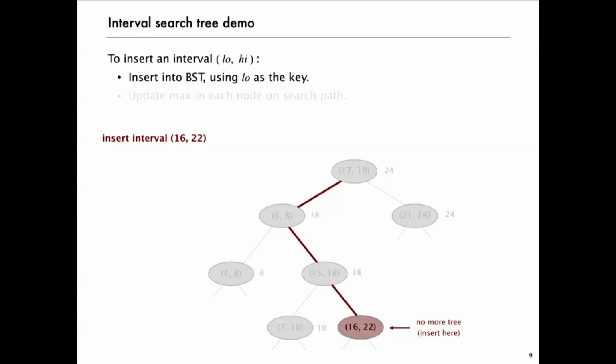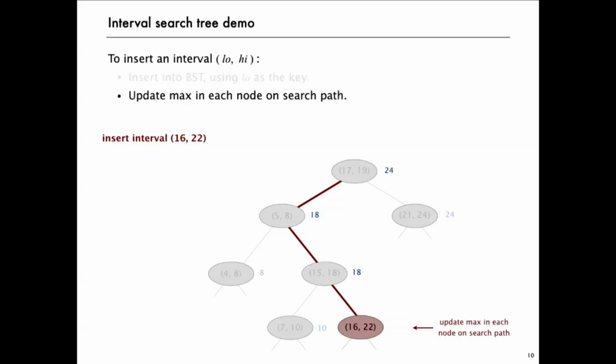So now we're going to go back up the tree, and for every node that we encounter, it could be that the right endpoint of our interval is bigger than what was there, so we have to check the maximum in each node all the way up the path. So we have to check each node to see if 22 is bigger, and for the 3 nodes to the left, it is bigger than 18. For the node at the root, it's not, that stays to be 24.